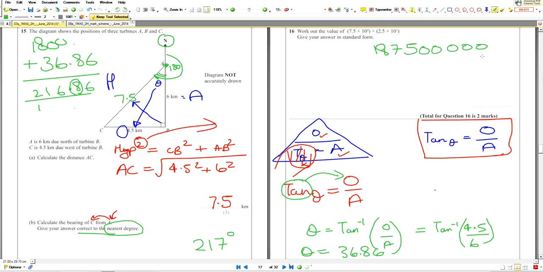187,500,000. Folks, have I done that right here? Yeah. 1, 2, 3, 4, 5. Now we've got to change that back into standard form. To change that back into standard form, the decimal point needs to be where? There. So we need 1.875 times by 10 to the power of, 1, 2, 3, 4, 5, 6, 7, 8. That's the answer. Are we happy with that, yeah?